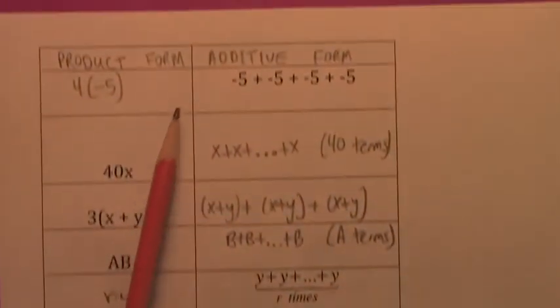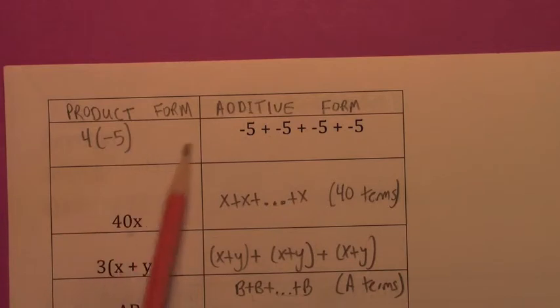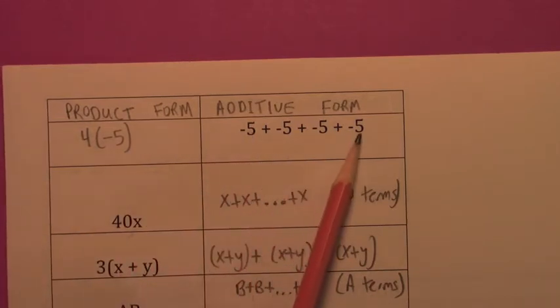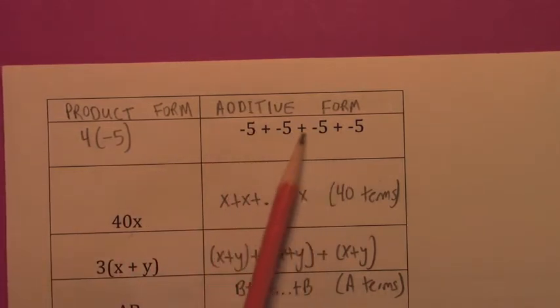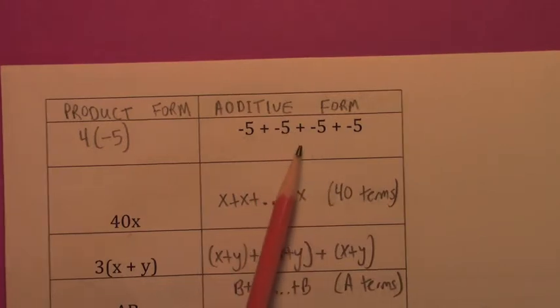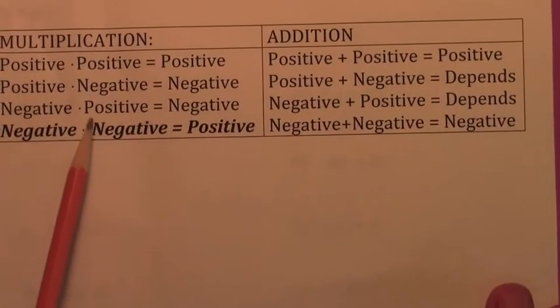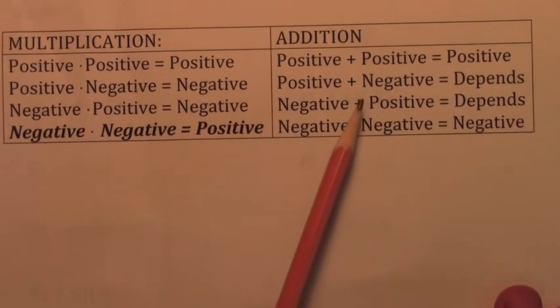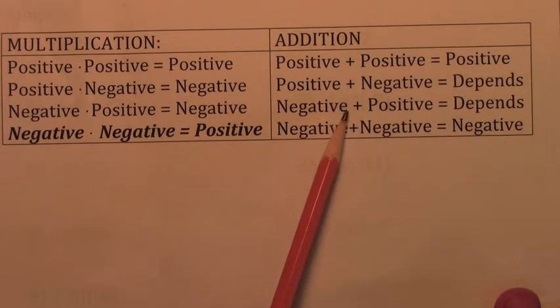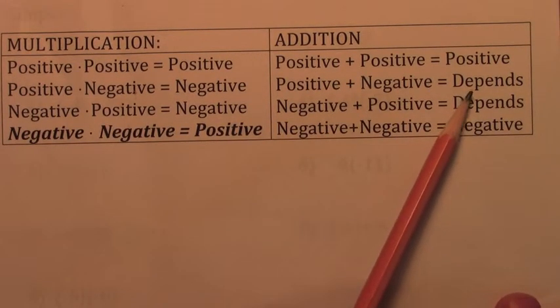For example, up here we were talking about y. Positive times a negative is always negative, because when you write it in additive form, you'll always be adding a negative to itself over and over again, which, as we know, becomes more negative. Don't get that confused with addition. When you add a positive and a negative, it depends on which is bigger. We talked about that earlier.